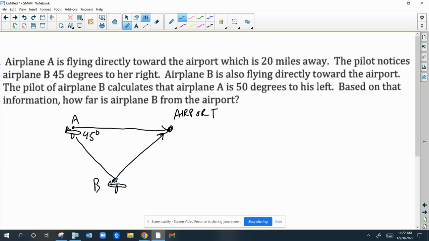Now, this pilot B notices that the plane A is 50 degrees to his left. And the question is, how far is B from the airport? So, let's call this X. And we need to figure out how far it is from the airport.